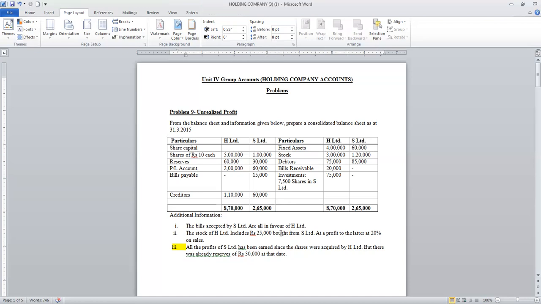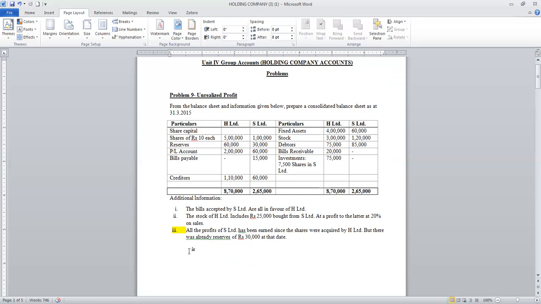Now, how do we find out whether it is capital or revenue? Point number 3 says all the profit of S Limited has been earned since the shares were acquired by H Limited, but there were already reserves of 30,000 at that time. That means the reserve of 30,000 existed at the time of acquisition, so it will be considered as capital profit. The remaining entire P&L account will be considered as revenue profit.